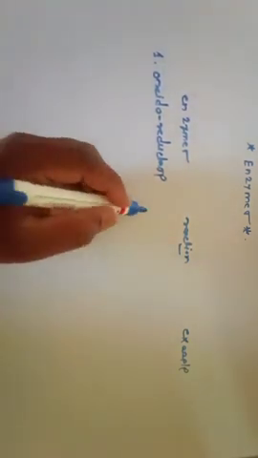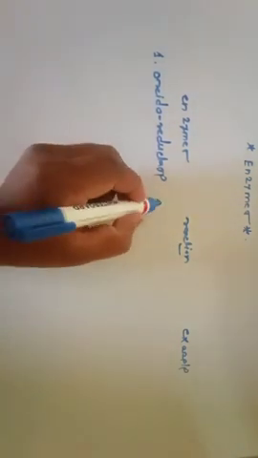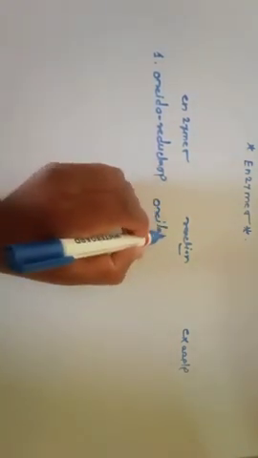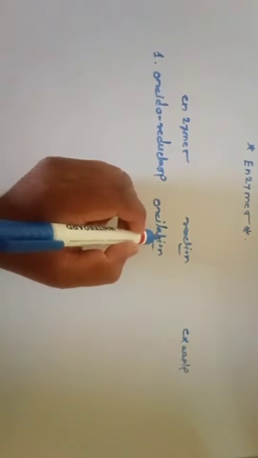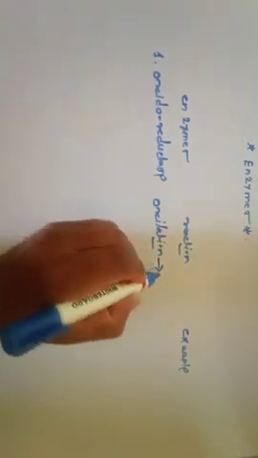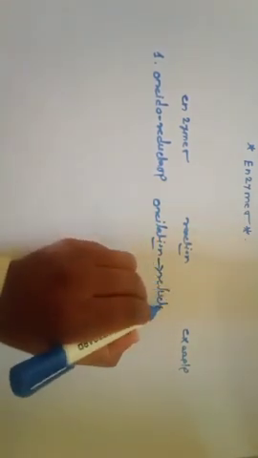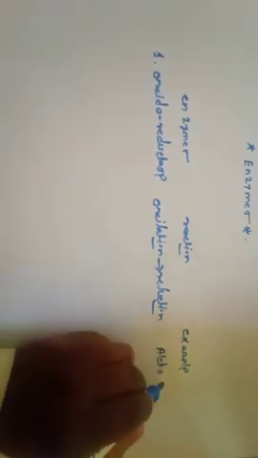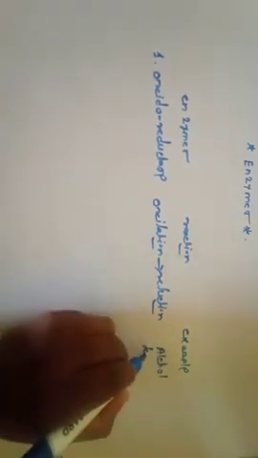So the name itself indicates what its function is or where it is used. It is used in oxidation reduction reactions. Oxidoreductase: oxidation reduction reaction. Oxidoreductase is used in oxidation reduction reactions, and the example is alcohol dehydrogenase.